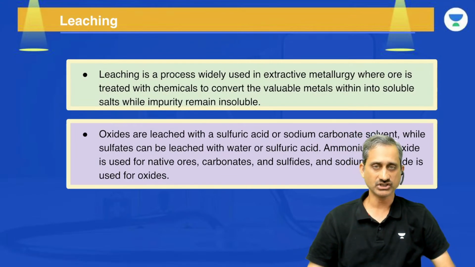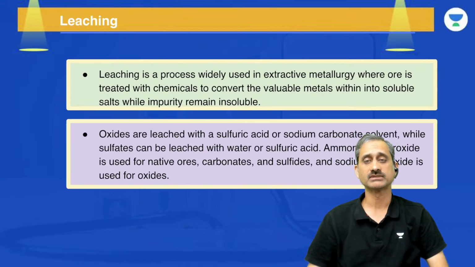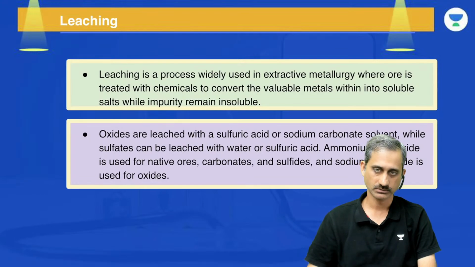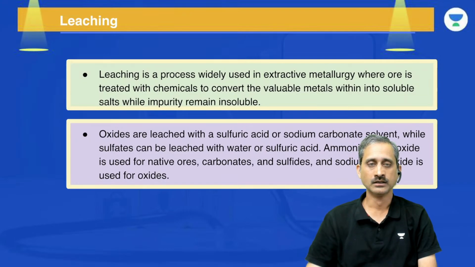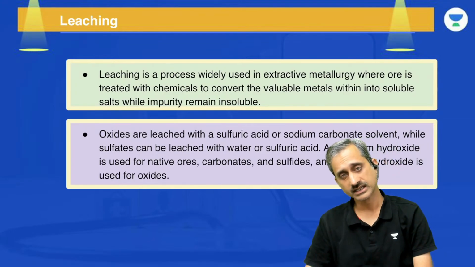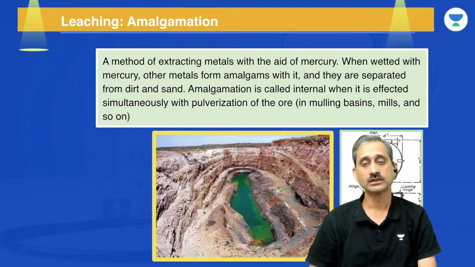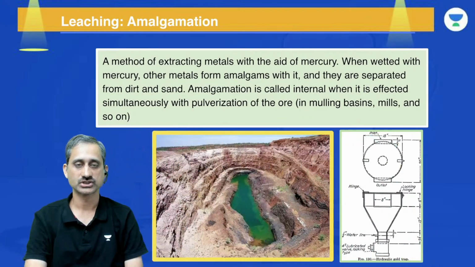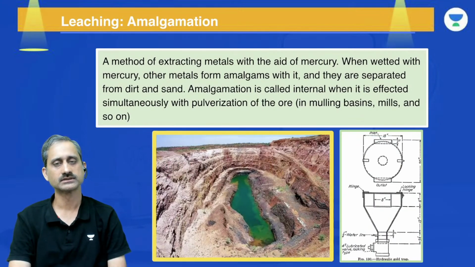So here we talk about leaching. It's a widely used process in extractive metallurgy where ore is treated with chemicals to convert the valuable metals into soluble salt while impurity remains insoluble. We can leach oxides, water, sulfuric acid, ammonium hydroxide, and everything. Now here we talk about something called amalgamation. I've already told you what amalgamation is. But that causes poisoning.